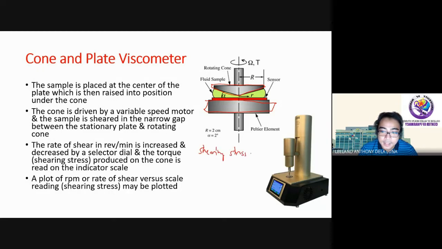Shearing stress is the force required to make a fluid flow, to make a liquid flow. So hence class, the higher the shearing stress required to make a liquid flow, the higher will be the viscosity, most likely, right? Okay, and then of course, class, in relation to shearing stress, how fast is the fluid flowing, based on the shearing stress.